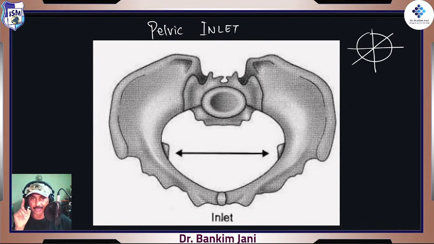Inlet, pelvic inlet, right? So from top, it means, see, there is abdomen, and then from abdomen, the pelvis starts, right? Abdomen is over, now the pelvis starts. So when would it start? With the sacrum, right? Here is the sacrum. So which was the most prominent portion, which was right in front in sacrum? Sacral promontory, right? I told you, do remember this.